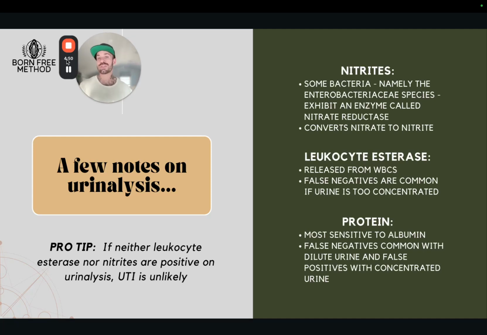So if you see nitrites as positive, it'll be flagged as abnormal. You're most likely going to see Enterobacter on that final culture, which is a very common bacteria that we see in acute cystitis, also known as a bladder infection or an acute UTI.